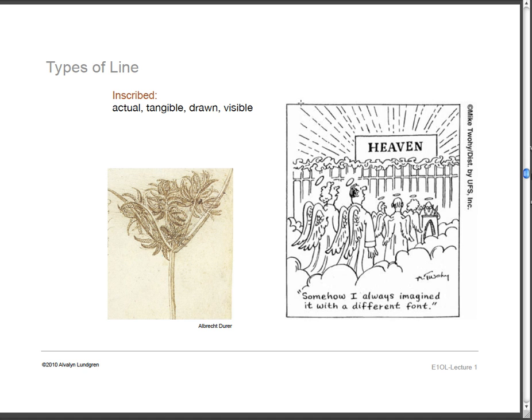And then again in the cartoon, we've got line creating the frame of reference, line describing what we understand to be clouds and people reaching heaven, and even the typeface here is a little bit more linear than it is shape-oriented. There's vertical lines, there's diagonal lines, there's horizontal lines, and so forth. So inscribed line is the line you actually make.